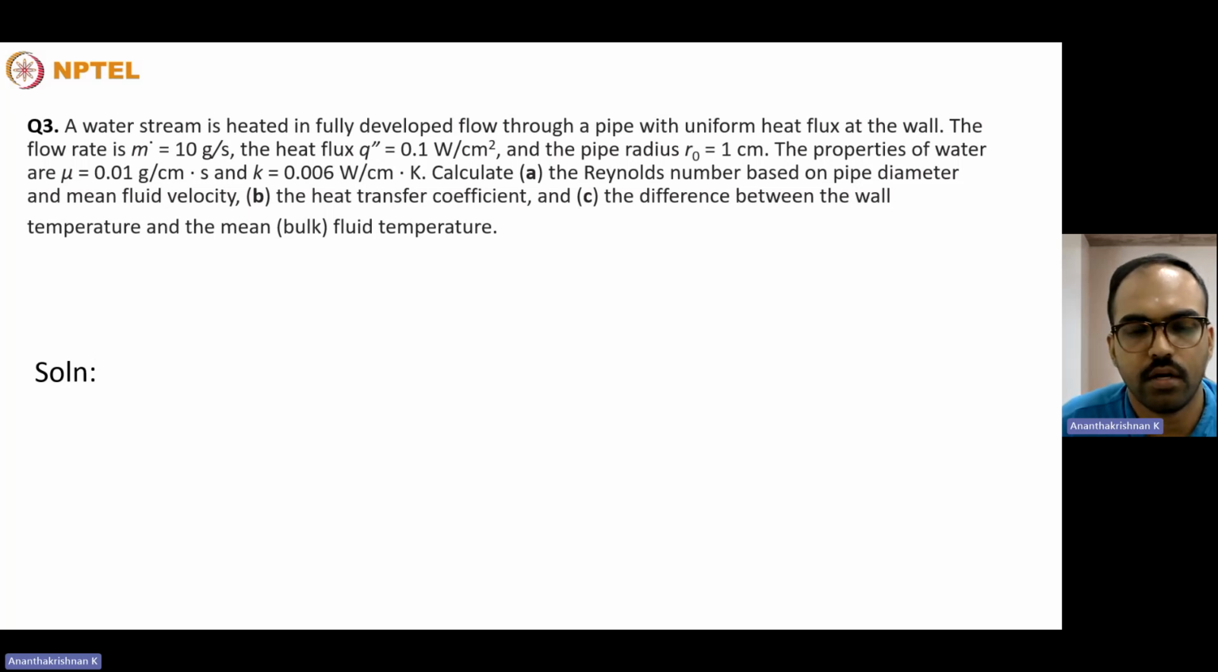The properties of water are: the dynamic viscosity is 0.01 gram per centimeter second, and the thermal conductivity is 0.006 watt per centimeter Kelvin. Calculate first the Reynolds number based on the pipe diameter and mean fluid velocity. The second, the heat transfer coefficient. The third, the difference between the wall temperature and the bulk mean fluid temperature.